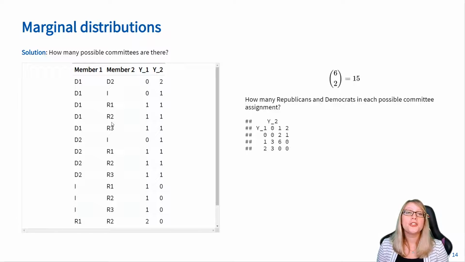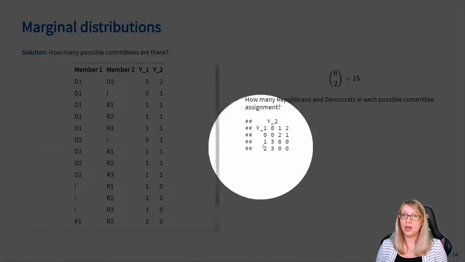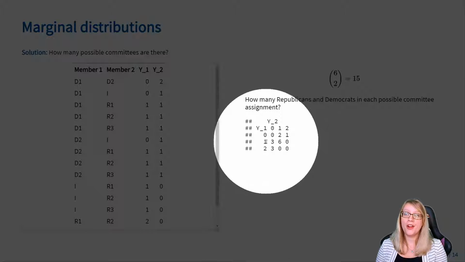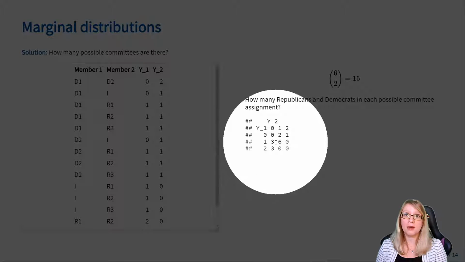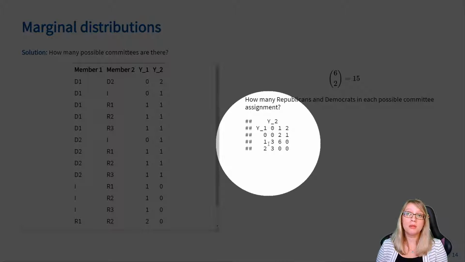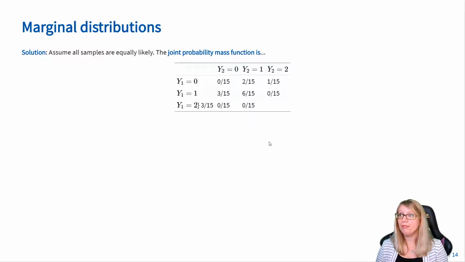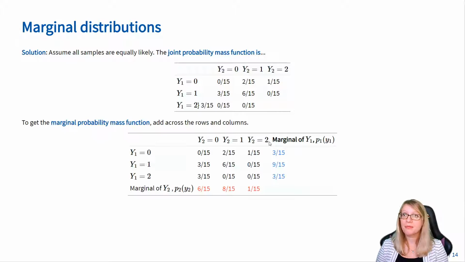I then used R to come up with a 2-way table of the assignment, and here is what we get. So for example, there are 3 different samples where Y1 is 1, so there is 1 Republican and no Democrats. Assuming then that all of these samples are equally likely, we get the following joint probability mass function.